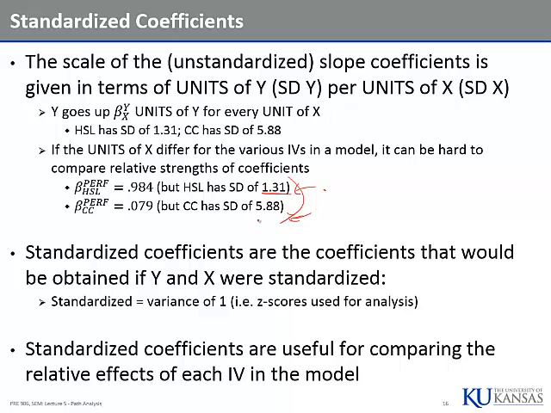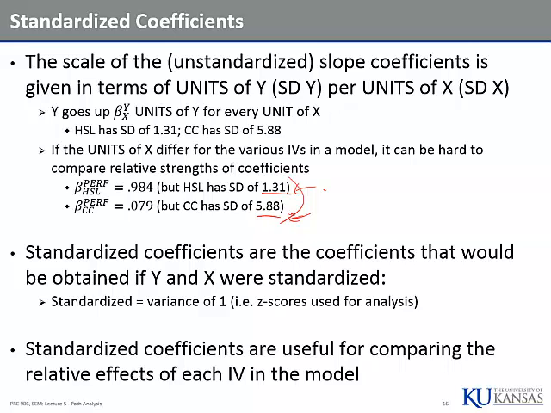The standard deviation of each of these is very different. So if we wanted to compare and contrast them, we'd need to put them onto a similar metric or similar units. And that's where standardized comes in. Standardized says essentially, instead of saying units of y per unit of x, it says standard deviations of y per standard deviation of x.